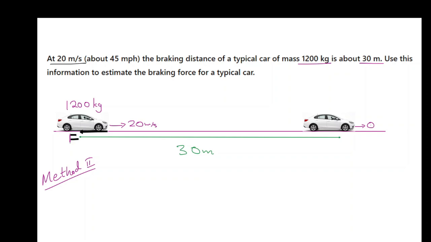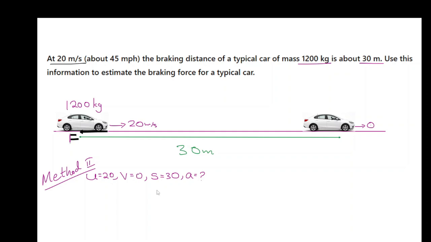So I'm going to call it method 2 and let's see how to do that. Now, we know the initial velocity of the car, u, is 20. It comes to rest at the end, so v is equal to 0. And we know the distance traveled by the car in that time is 30. So when you have u, v and s, obviously we can find the acceleration. In this case, it is a deceleration because it's slowing down.